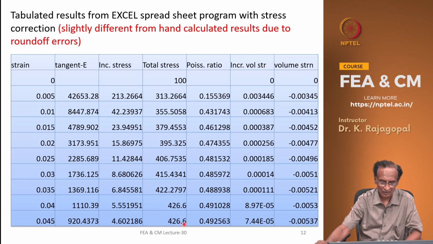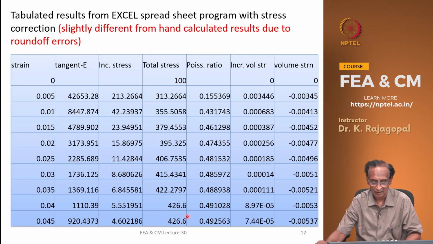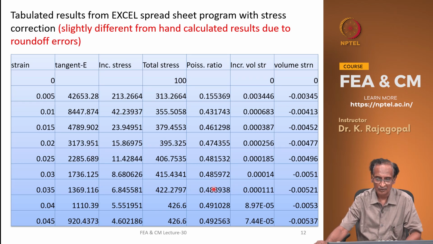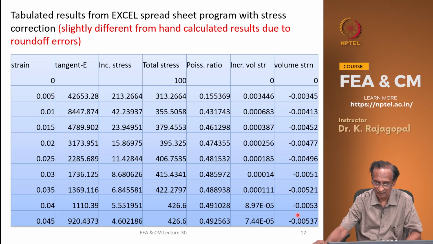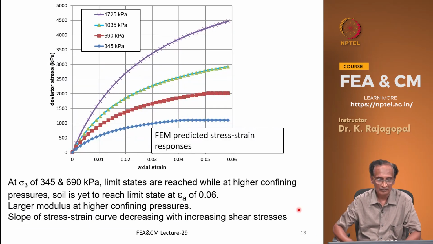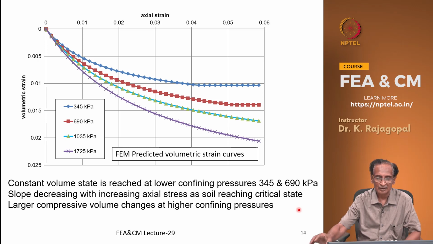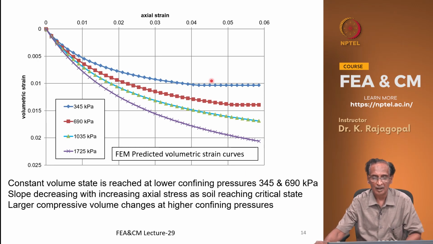and with any further increase it remains constant, and the Poisson's ratio will go on increasing, and as the Poisson's ratio approaches 0.5, your volume strain remains constant at some point. Okay. So, this is what we see here. After some axial strain level, we reach the constant volume state.